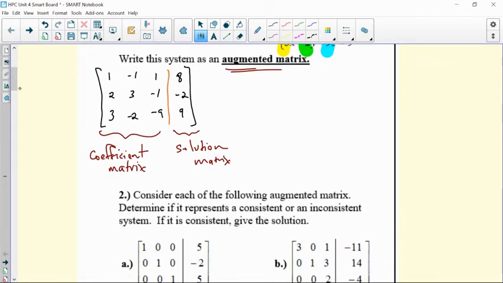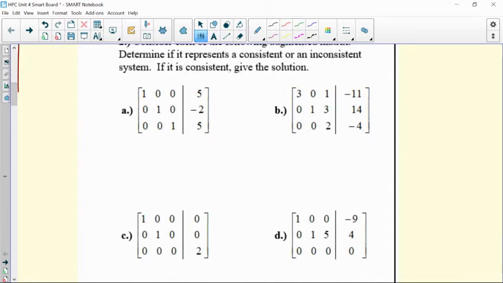Now, the next problem, these are all augmented matrices. And so if you wanted to, in that first one, you could ask, what does this represent? Well, it represents x plus 0y plus 0z is equal to 5. And this one would be 0x plus y plus 0z is equal to -2. And this one would be 0x plus 0y plus z is equal to 5. Now, we don't put the x's and y's and z's because we understand what these are representing.